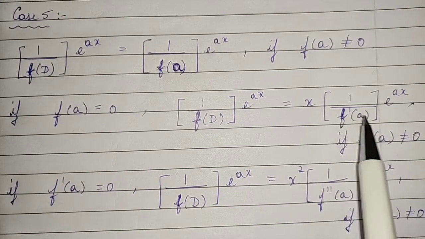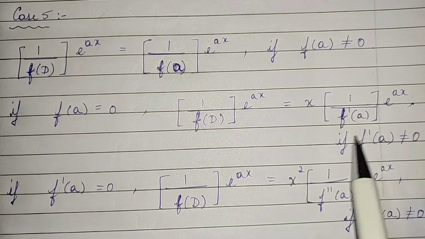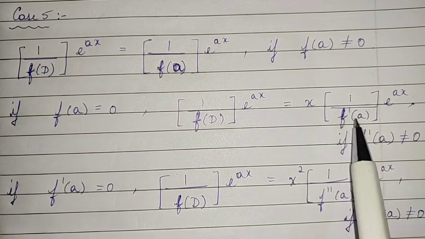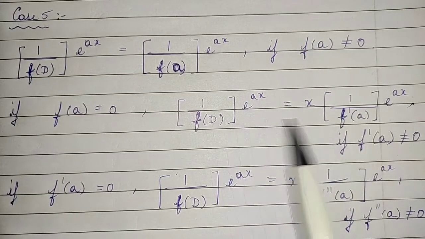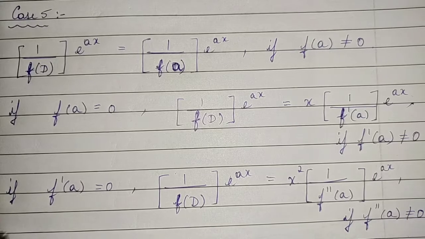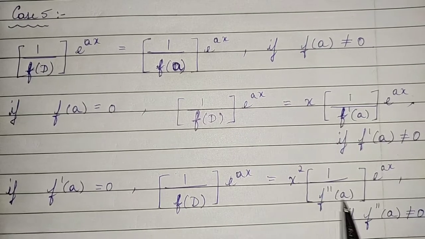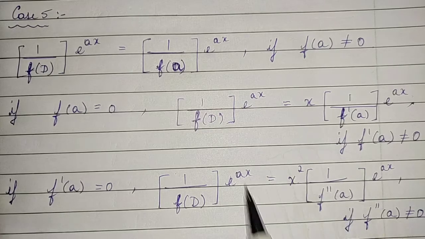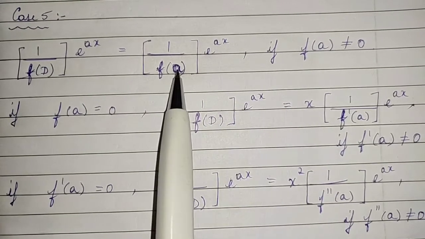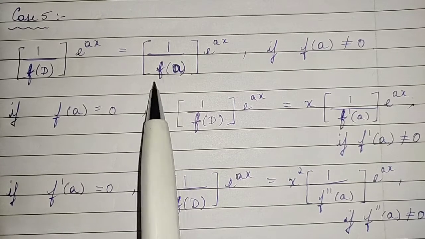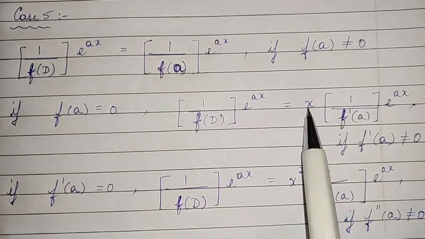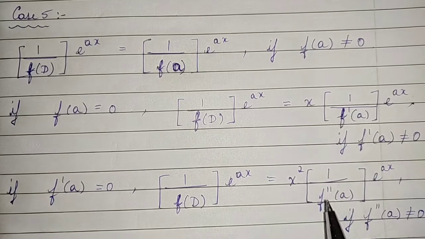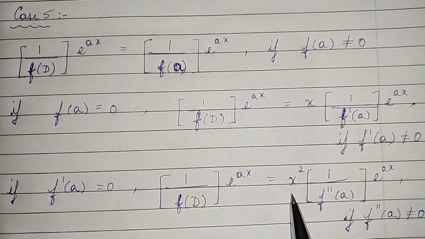Again, if f dash of a is equal to 0, then we go with the next method. If it is not equal to 0, continue with the same formula. If it is equal to 0, differentiate once again, that is f double dash of a, and use this formula. When you are not differentiating, the formula is 1 by f of a into e to the power of ax. If you differentiate once, you multiply it with x, and if you differentiate twice, you multiply it with x square.